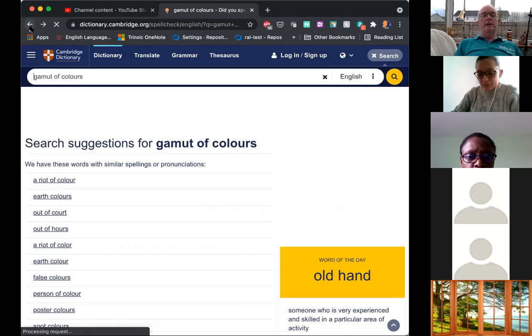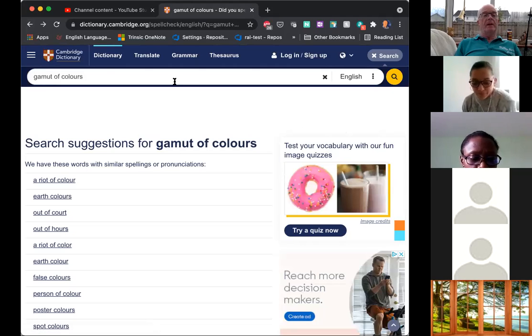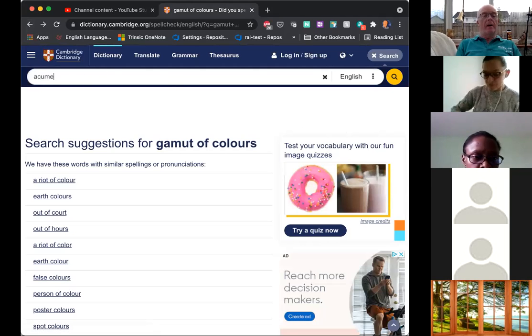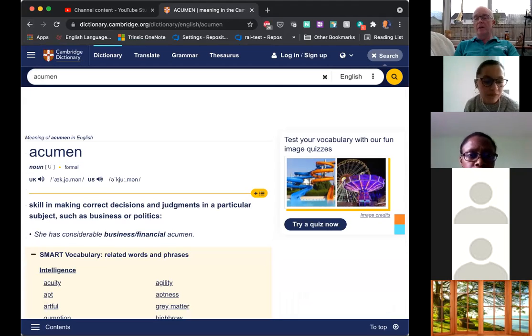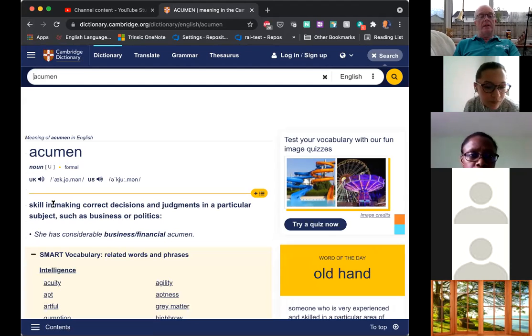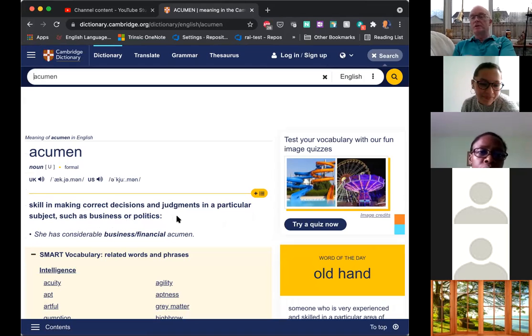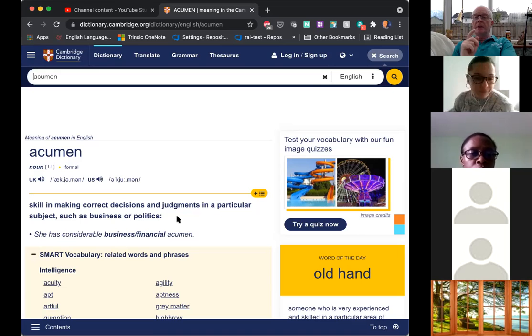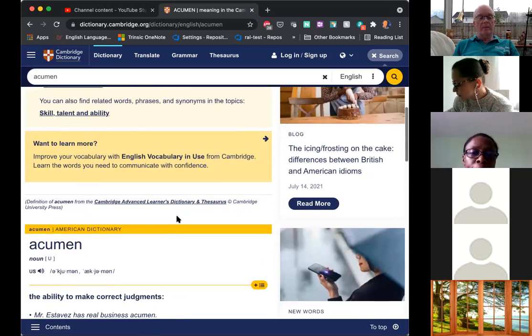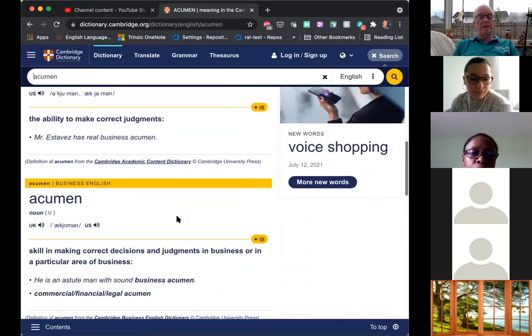Okay, moving on. Let's go to acumen then. Acumen is a great word. And if I said that you had good acumen, I would be complimenting you. Here's what it means. Skill in making correct decisions and judgments in a particular subject, such as business or politics. There is one thing that Cambridge Dictionary, with all due respect to Cambridge Dictionary, are leaving out. And that is, it's the ability to make the decisions quickly. They're missing that, but I think it is an important bit of that. Ability to make correct judgments, skill in making correct decisions.